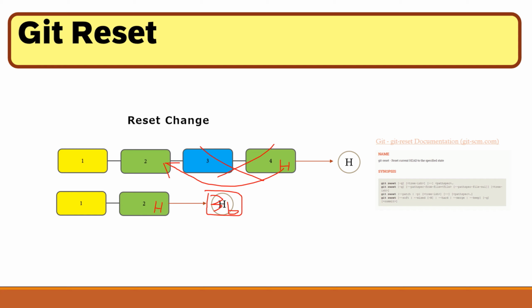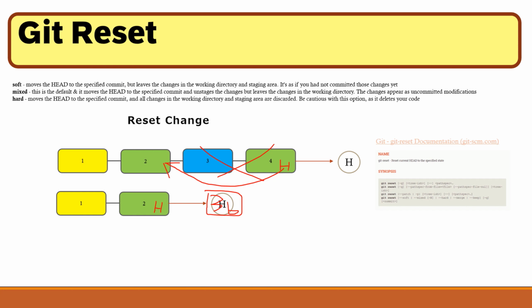By the way, there are 3 types of git resets as well. There's a soft reset, there's a mixed reset, and there's a hard reset. With the soft reset, it moves ahead to the specified commit but leaves the changes in the working directory and staging area. It's as if you had not committed those changes yet. And then the mixed reset, which is the default by the way, it moves ahead to the specified commit and unstages the changes but leaves the changes in the working directory.